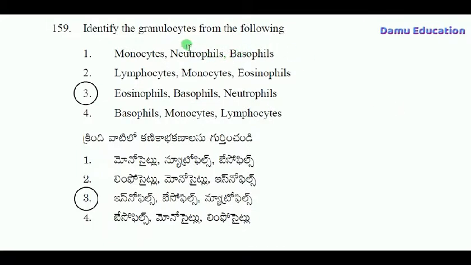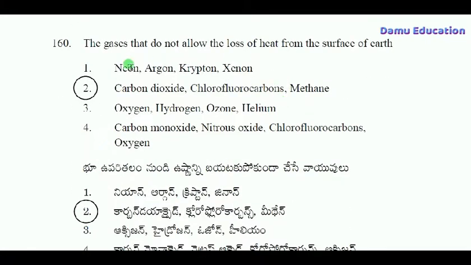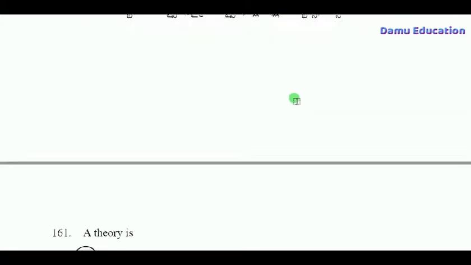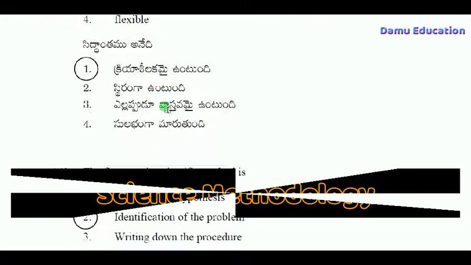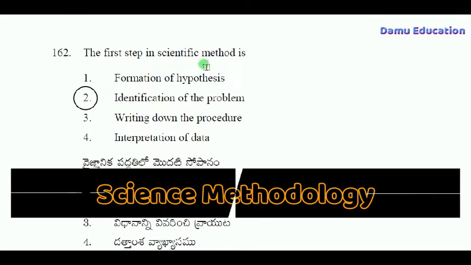Identify the granulocytes from the following: eosinophils, basophils, neutrophils. The gases that do not allow the loss of heat from the surface of Earth: carbon dioxide, chlorofluorocarbons, methane. A theory is dynamic. The first step in scientific method is identification of the problem.